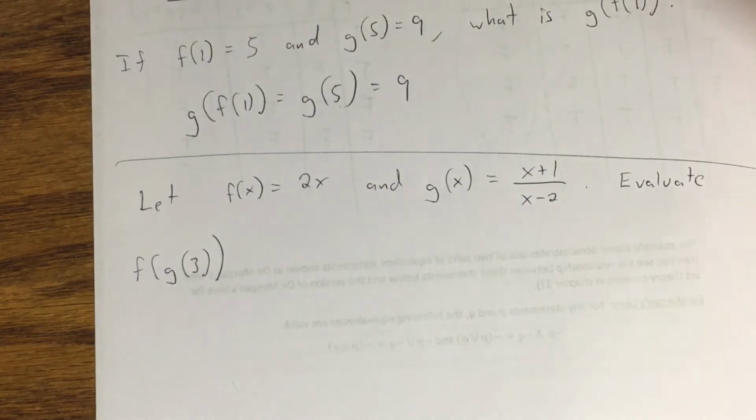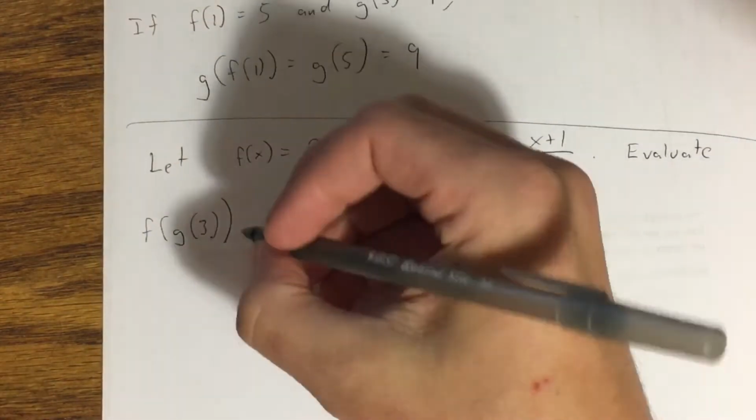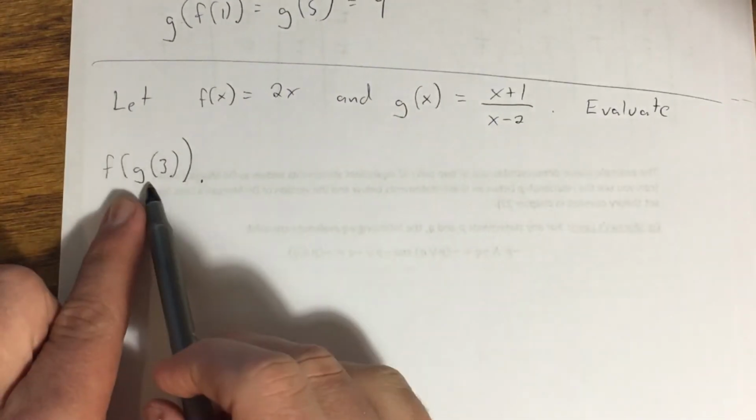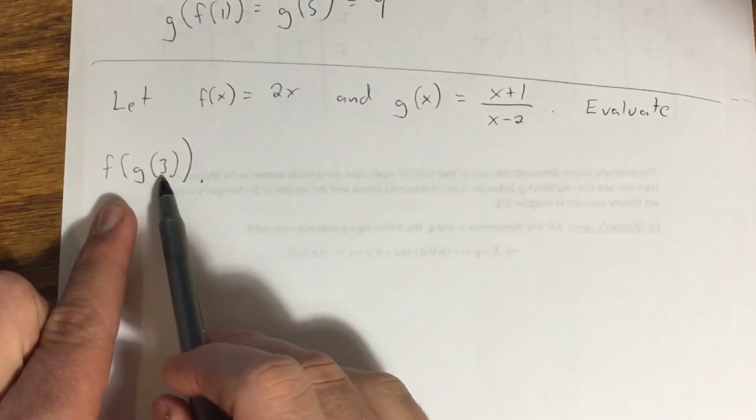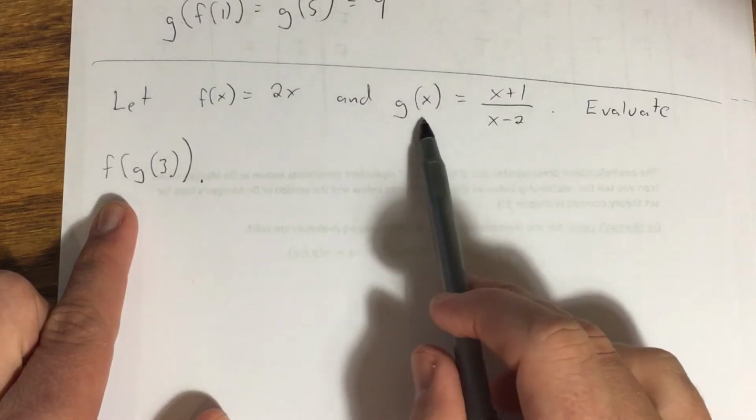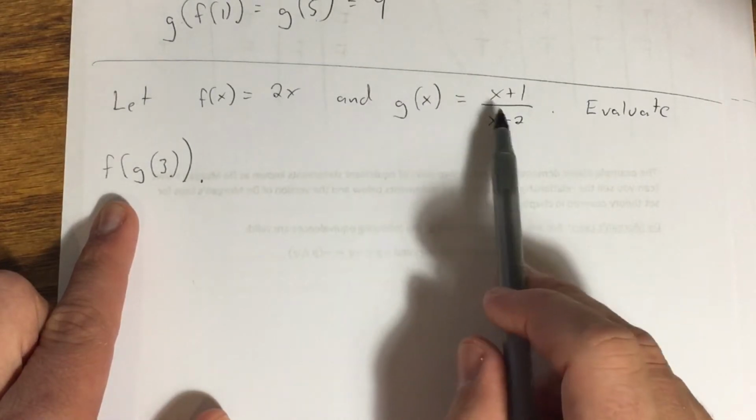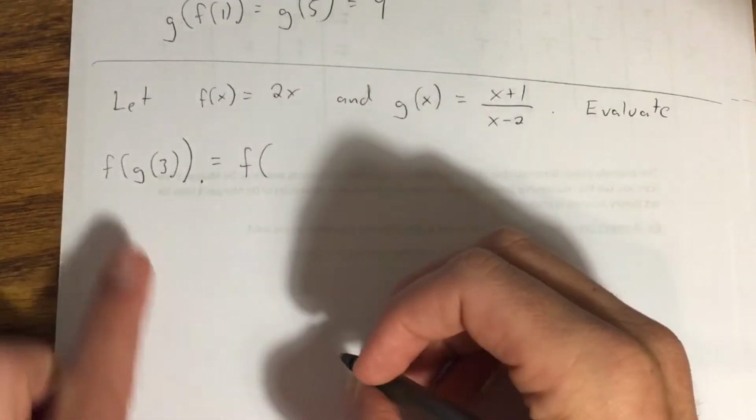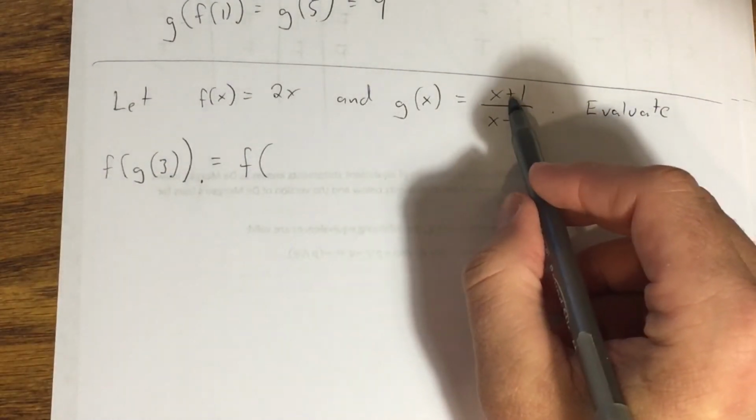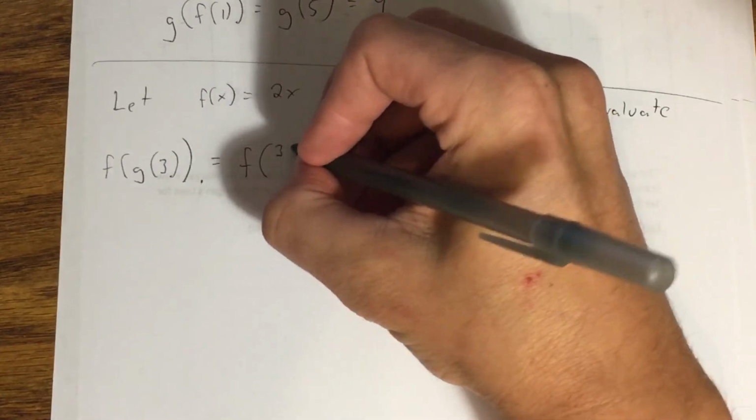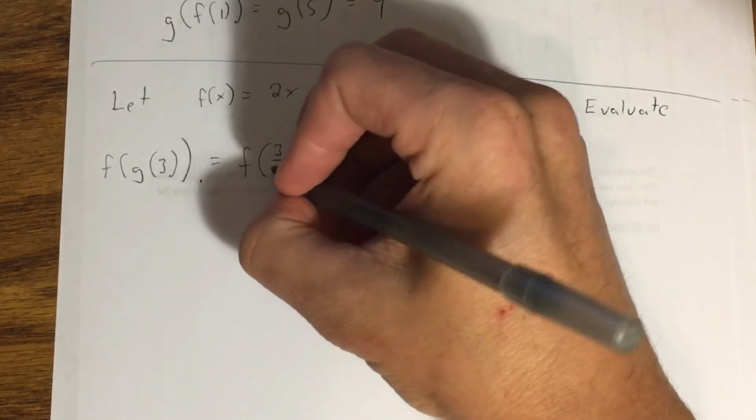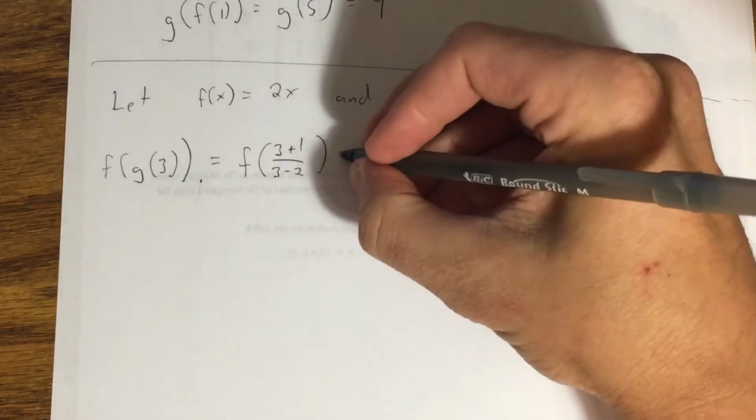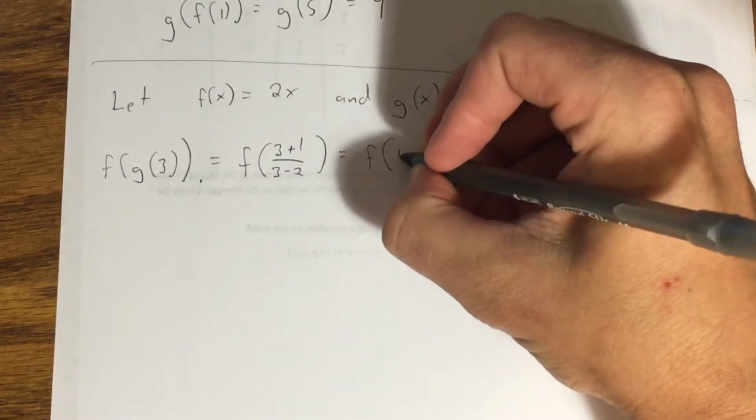Okay, well in this case, same idea. I want to work from the inside out, and so that means I'm going to look at what's on the inside. g of 3 is equal to whatever I would get from plugging 3 into this function. So this is equal to, I'm still going to write the f on the outside, f of, and then plug a 3 in for my numerator and denominator. (3 plus 1) over (3 minus 2). That would equal 4 over 1, or 4.